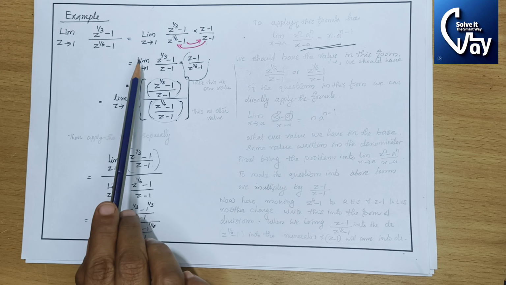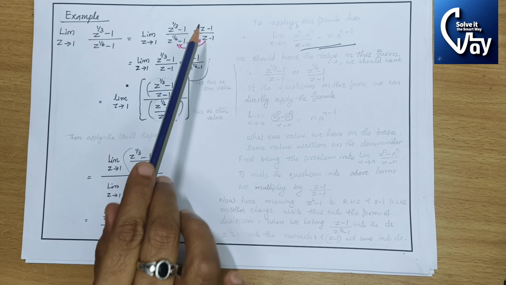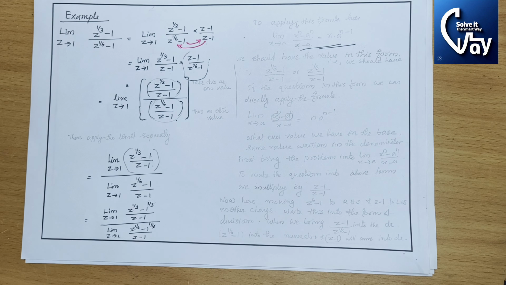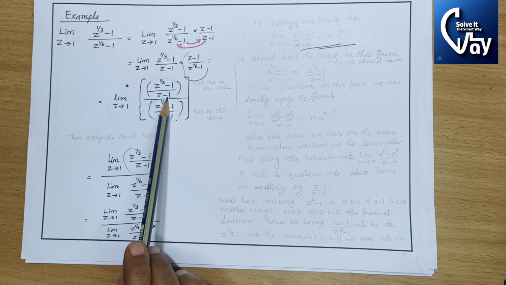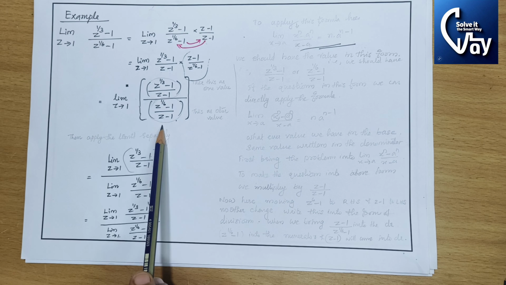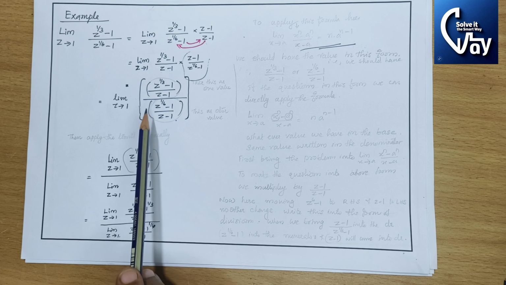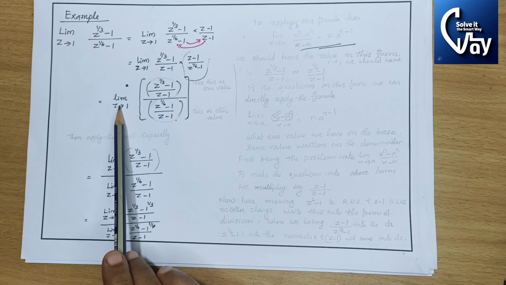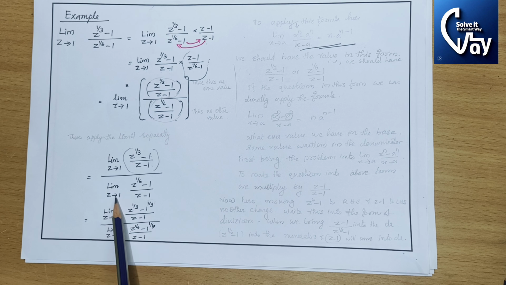Then this becomes limit z approaching to 1, (z raised to 1/3 minus 1) by (z minus 1) into (z minus 1) by (z raised to 1/6 minus 1). Is it clear? Then limit z approaching to 1, (z raised to 1/3 minus 1) by (z minus 1). This can be written as 1 by (z raised to 1/6 minus 1) by (z minus 1). Both of them are equal. Then apply the limit separately: limit z approaching to 1, (z raised to 1/3 minus 1) by (z minus 1), divided by limit z approaching to 1, (z raised to 1/6 minus 1) by (z minus 1).